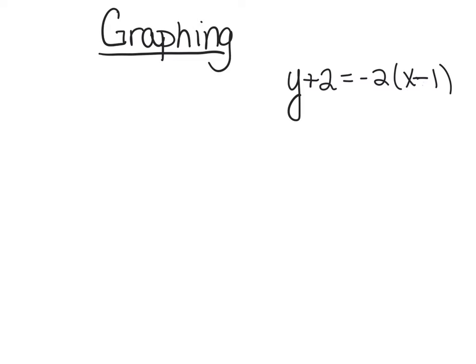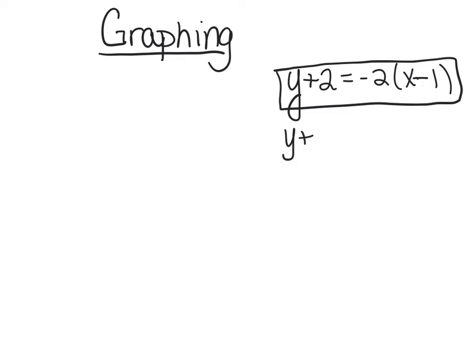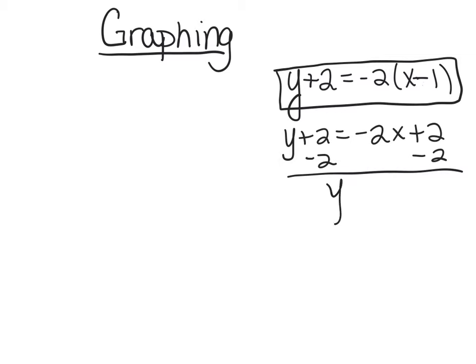Okay, so now we're going to graph that same line. Here we had it in point slope form. We want to get it in slope intercept form so we'll know where the slope is and where the intercept is. So here we go. Y plus 2 equals, we're going to distribute negative 2x plus 2. Then we're going to subtract 2 on each side. And we get y is equal to negative 2x. And that's it. No b.